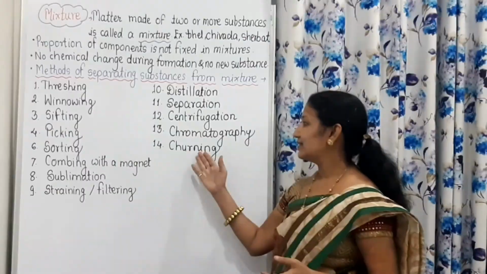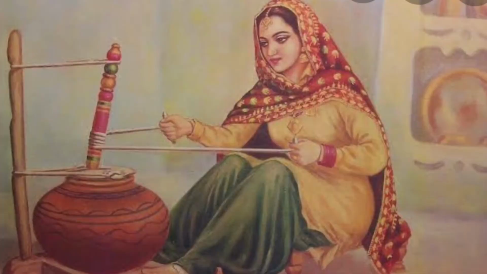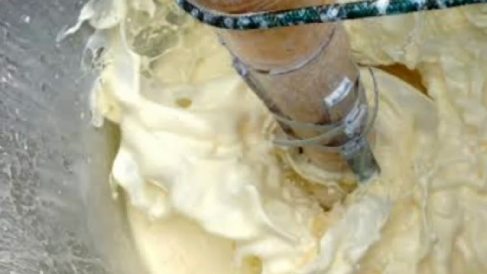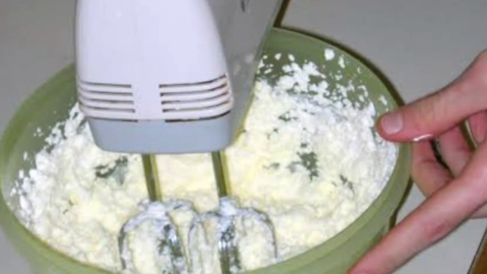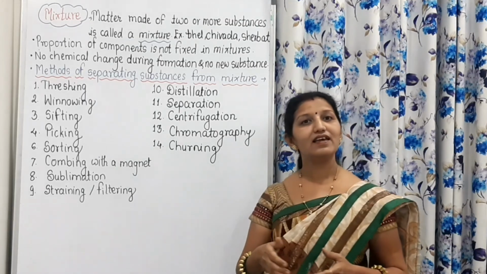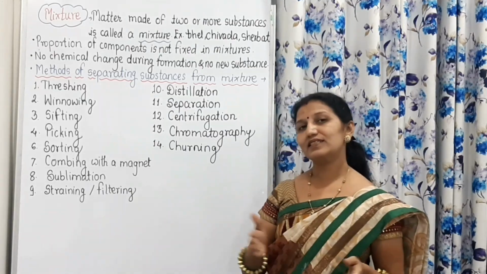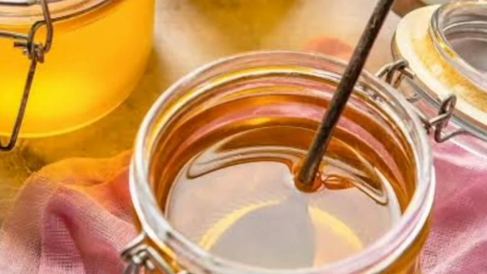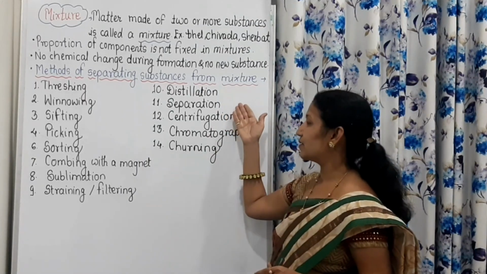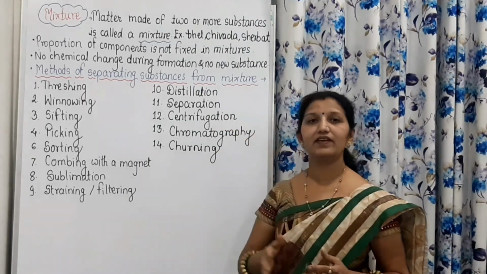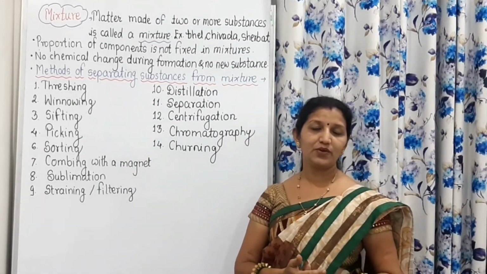After straining, churning is also done in our kitchen. While making butter or buttermilk or ghee from yogurt, what does mother do? Mother churns that yogurt, and by the process of churning, ghusalne in Marathi, these are separated and ghee is prepared. Then distillation, separation, centrifugation, chromatography, these are also very important processes.